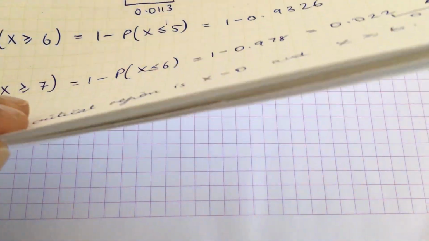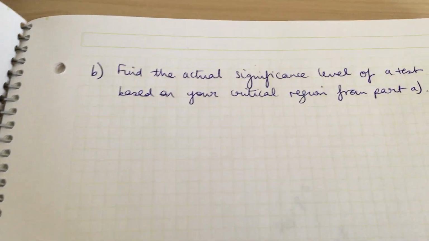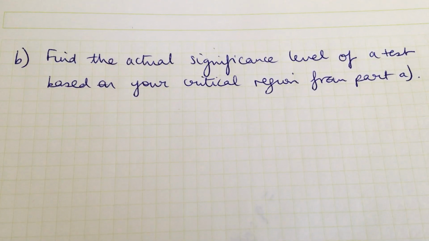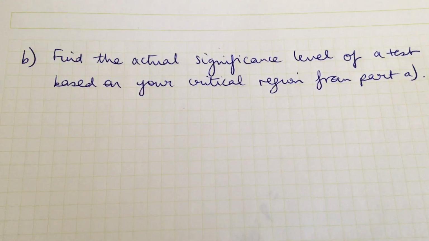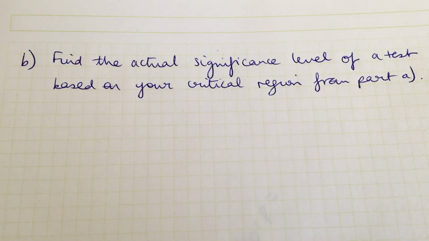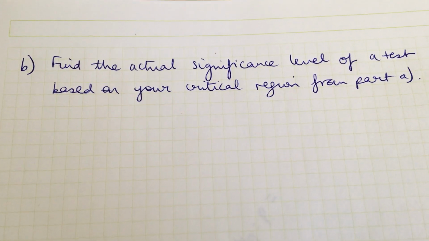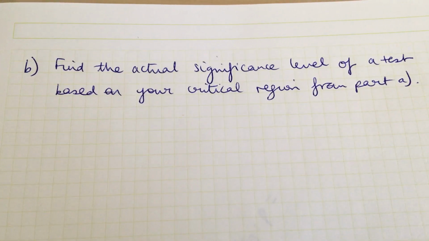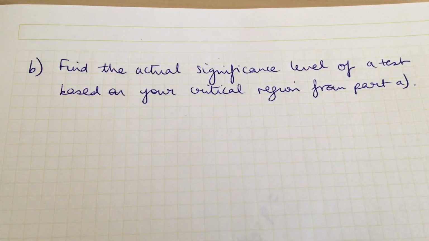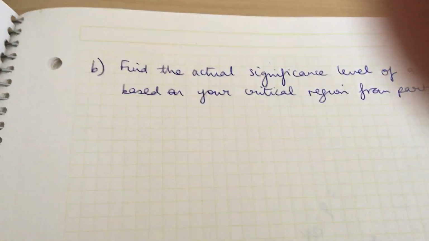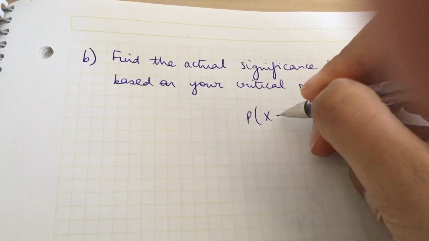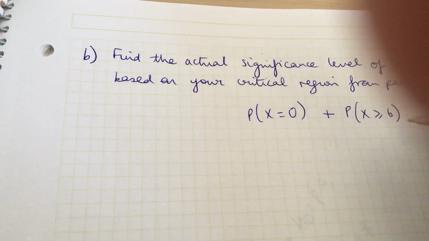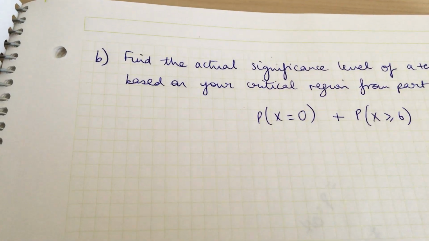If we have a look at part B, it says, find the actual significance level of a test based on your critical region from part A. Now, the actual significance level is found by adding the probabilities under your null hypothesis of the test statistic falling in each part of the critical region, which means in this case, all we have to do is add the probability x is equal to 0 to the probability that x is greater than or equal to 6. This is our actual significance level.